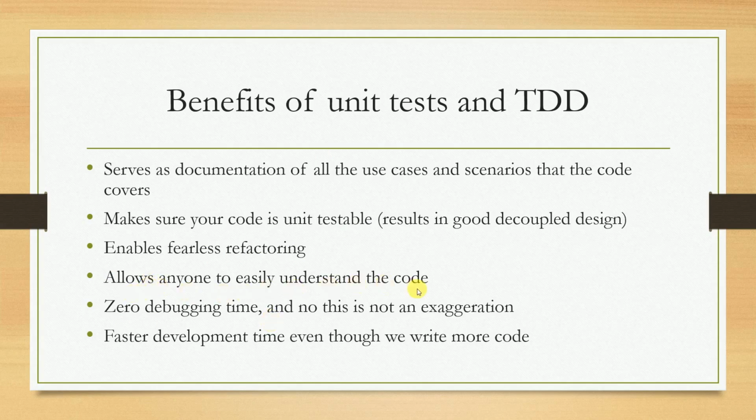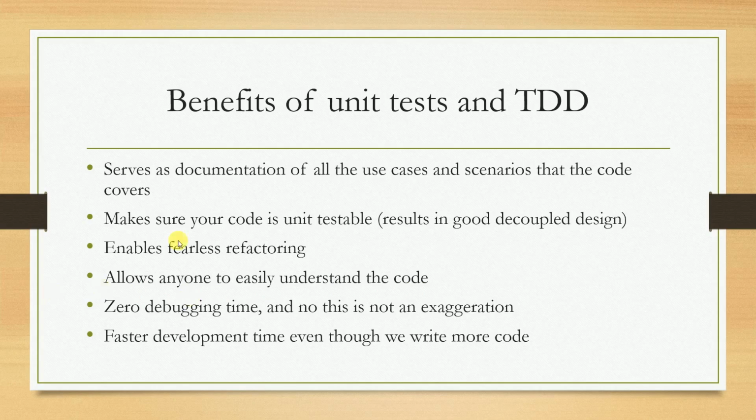So if someone checks out the production code and he's wondering what this particular portion of the code does, all he has to do is put in an obvious bug in that portion or change the code and then run the tests. So the failing test will tell him what that code is about, what scenario, what use case the code is for.